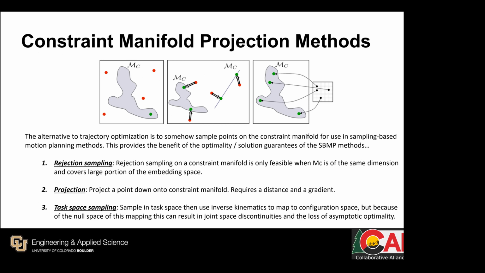And lastly, there is task-based sampling, in which you sample a point in task space, where you can analytically calculate constraint compliance. And you use inverse kinematics to project it back onto your constraint manifold with a guarantee. However, the problem is, due to the null space of this mapping, this can result in joint space discontinuities, and you also lose asymptotic optimality.